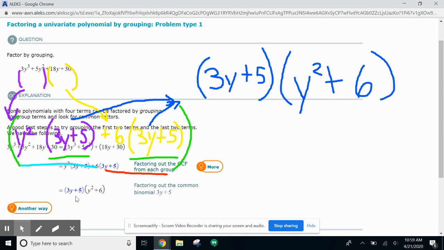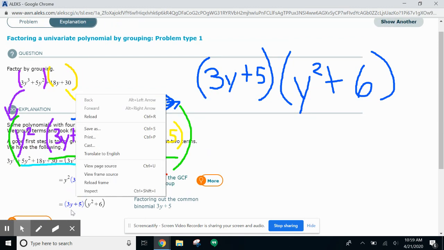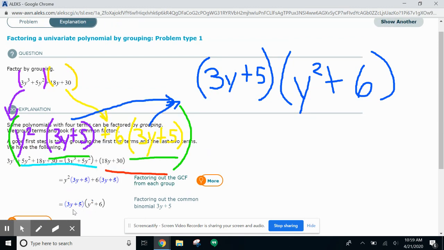Hey, they use blue too. What? So now they have 3y plus 5 on the outside in blue, and they took them out with blue. I'm a genius because I used the same color. Math didn't matter, same color. That's what makes me a genius. Now we have y squared plus 6. Same two factors here that we had.